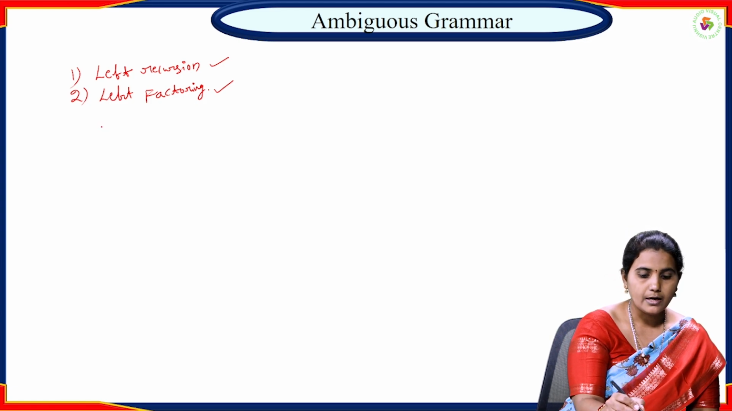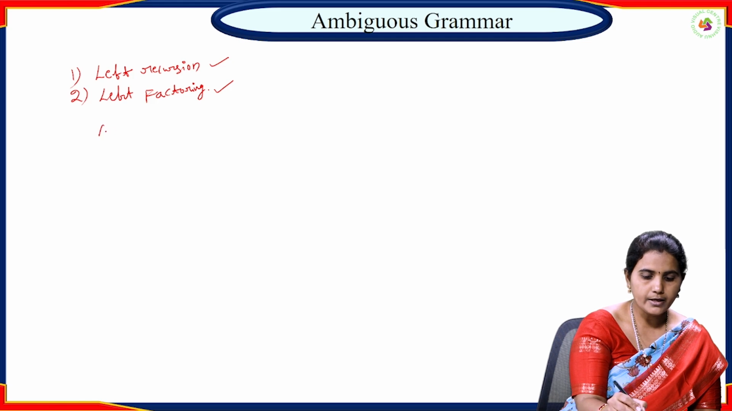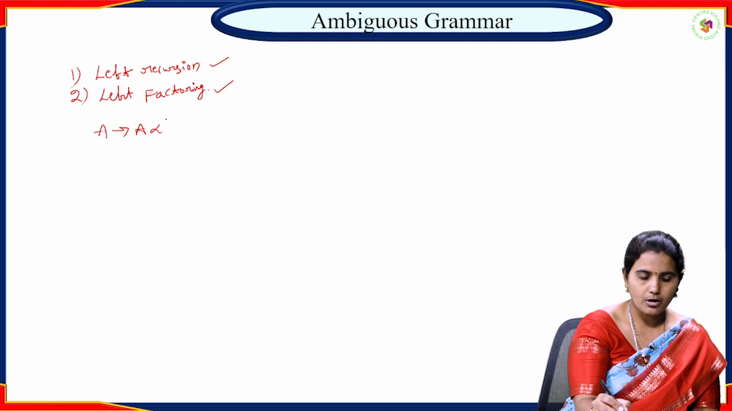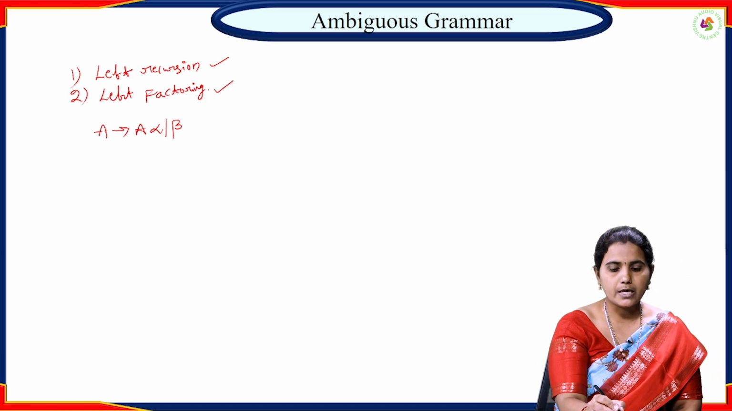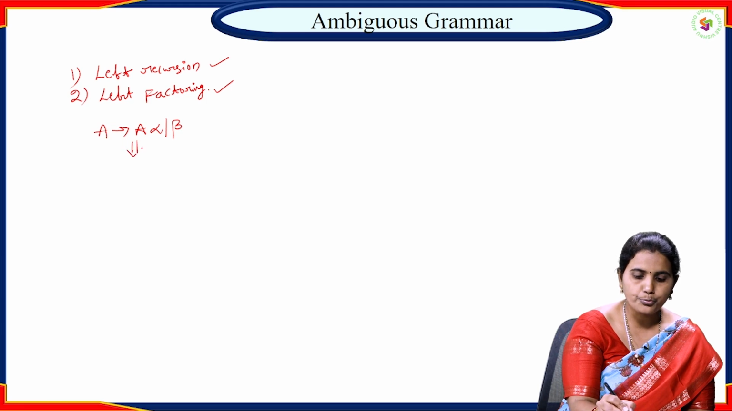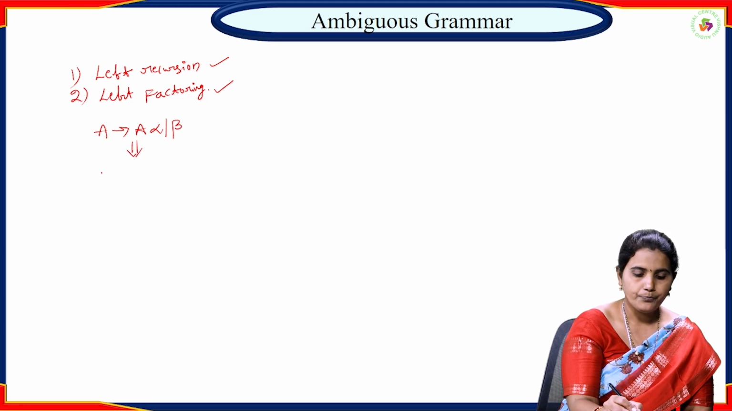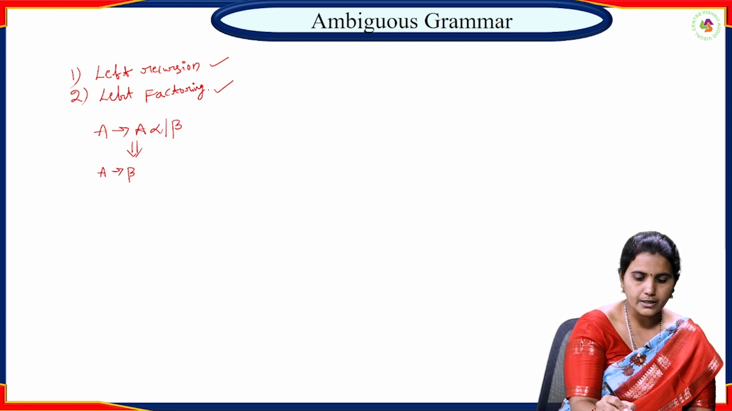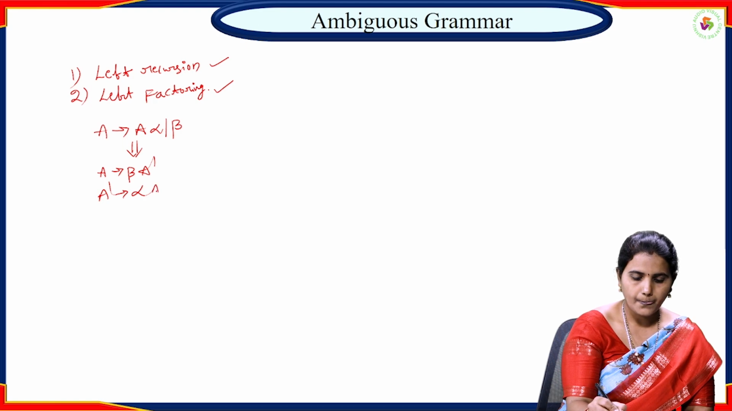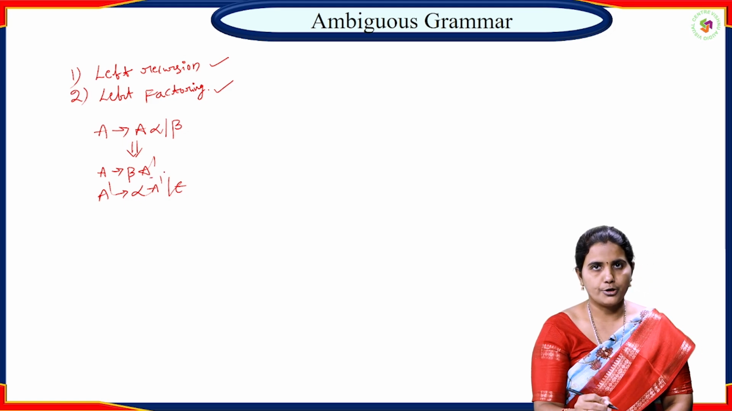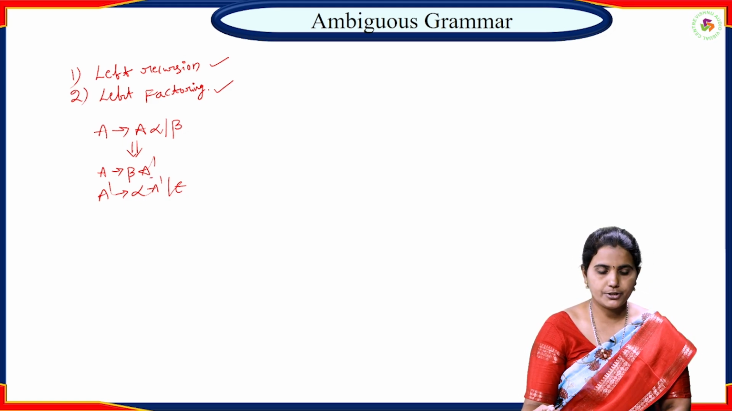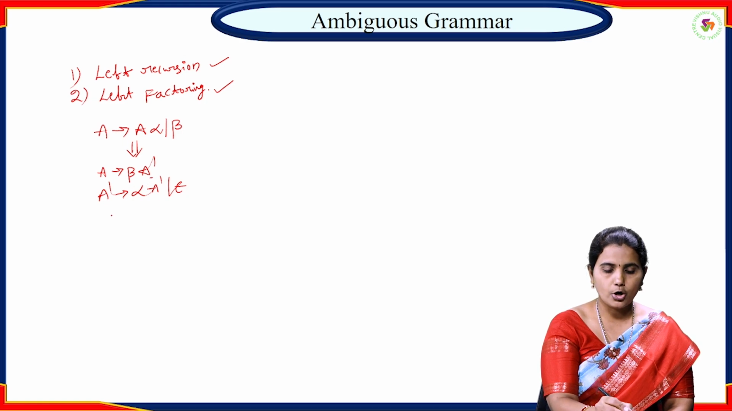Suppose the grammar form is A implies A alpha or beta. Now you are going to produce new production rules: A implies beta A dash, A dash implies alpha A dash or epsilon. You are going to introduce a new symbol, that is A dash.